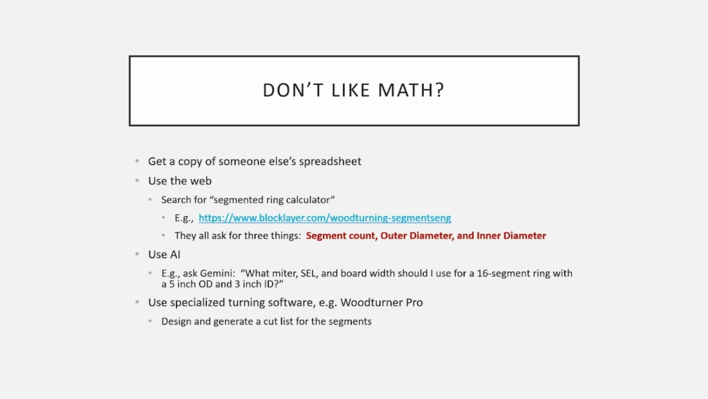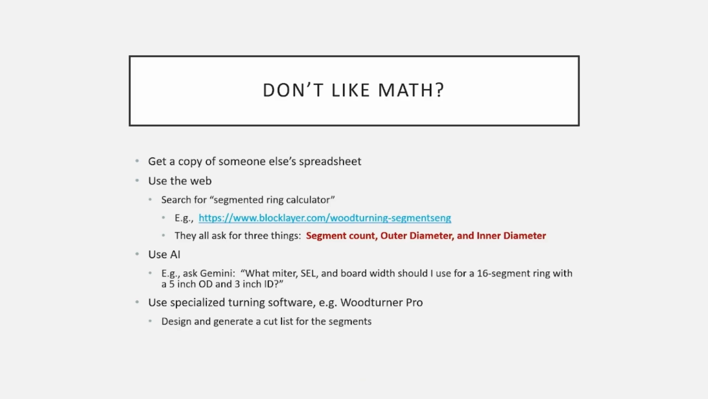Another way to do it is you can use AI. If any of you have used Gemini or ChatGPT, I can guarantee you that if you ask them, hey, what miter, SEL (segment edge length), and board width should I use for a 16 segment ring with a 5-inch OD and 3-inch ID, it's going to give you a page. It's going to tell you what the answers are, and it's going to give you a page of how it came up with those. And you do that 5 times for your 5 rings, and you're done. You got your table filled in.